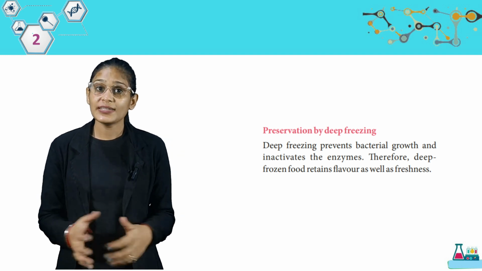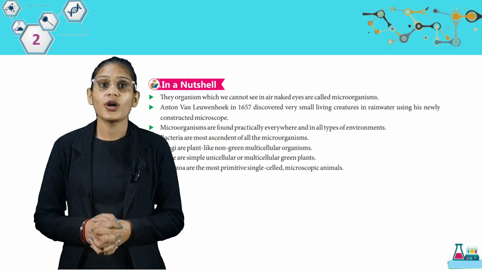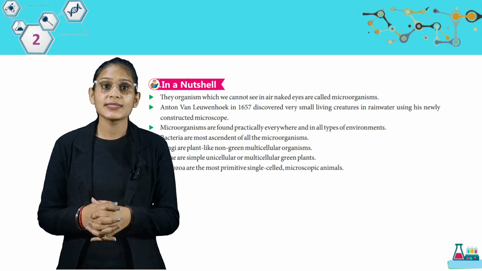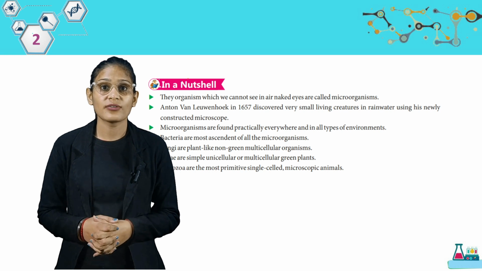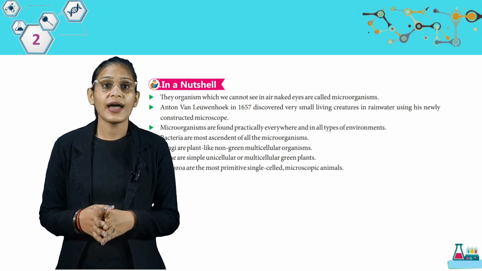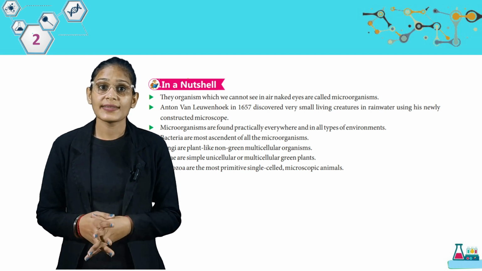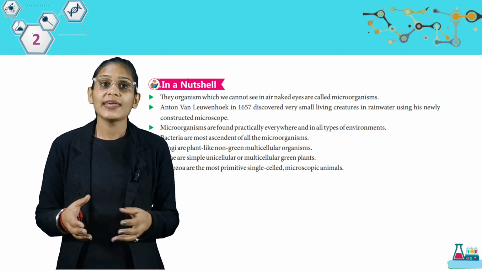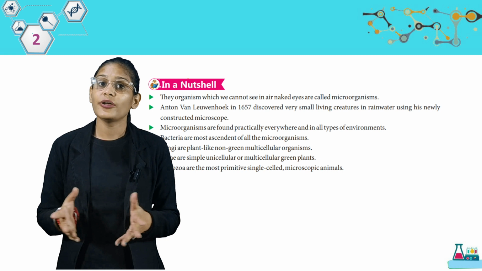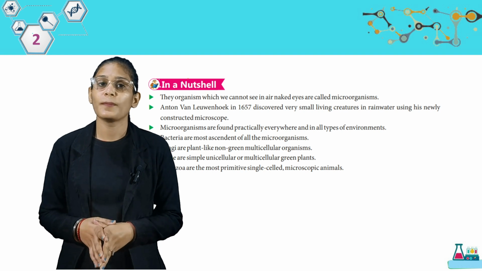Now students, what we learned in this chapter, we are going to discuss in a nutshell. The organisms which we cannot see with naked eyes are called microorganisms. Anton van Leeuwenhoek in 1657 discovered very small living creatures in rainwater using the newly constructed microscope. Microorganisms are found practically everywhere and in all types of environments. Bacteria are most ancient of all the microorganisms. Fungi are plant-like non-green multicellular organisms. Algae are simple unicellular or multicellular green plants. Protozoa are the most primitive single-celled microscopic animals.